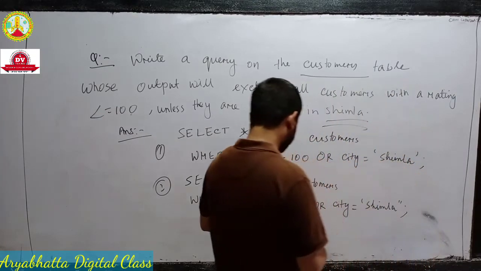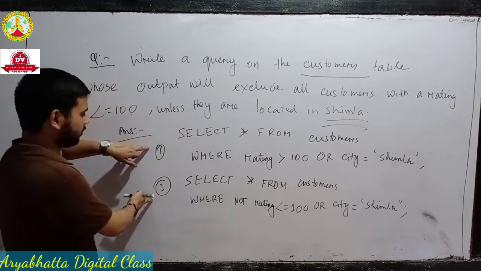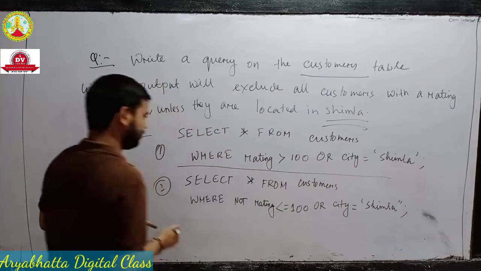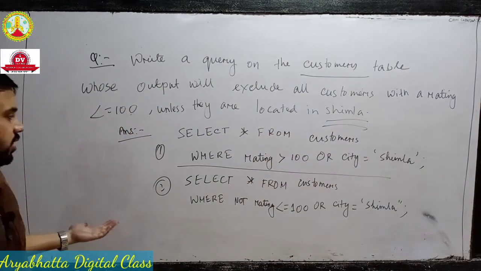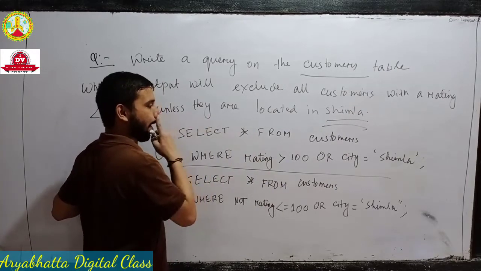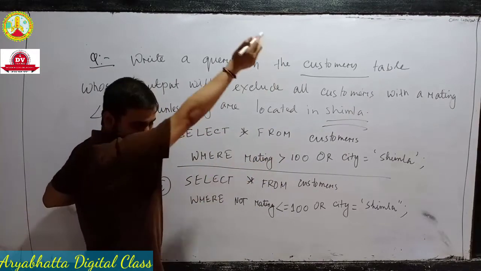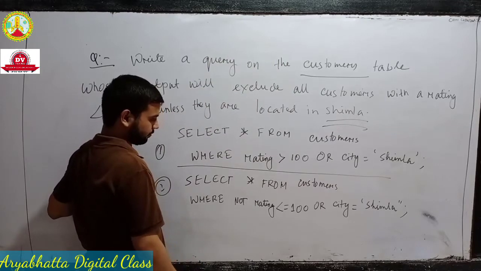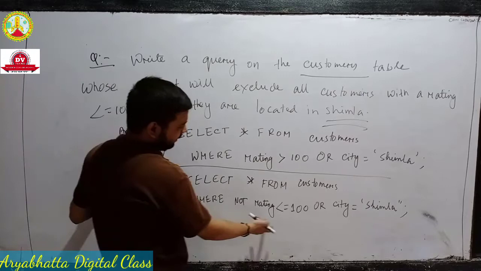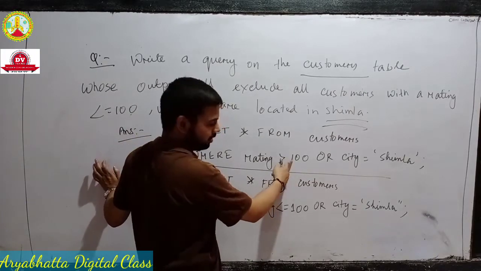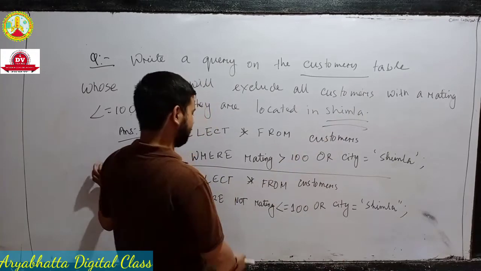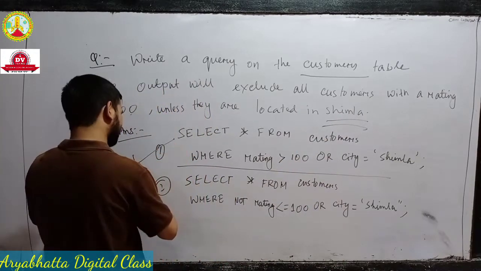You see, both the conditions, both the queries: one is this query and one is this. Both the concept is the same. One is rating greater than 100, they are included, or city Shimla. And the second one is where not rating less than or equal 100. Not rating less than or equal 100 means what? Not less than or equal 100 means greater than 100. Same thing. Or city Shimla similar. Means you can write either this way or this way.